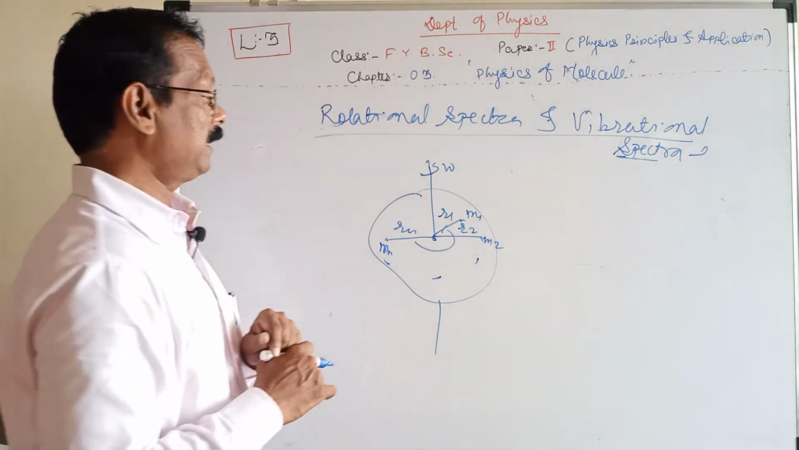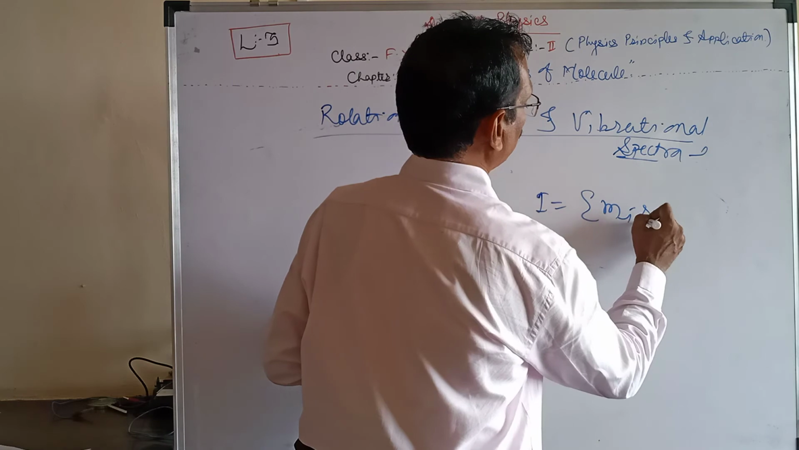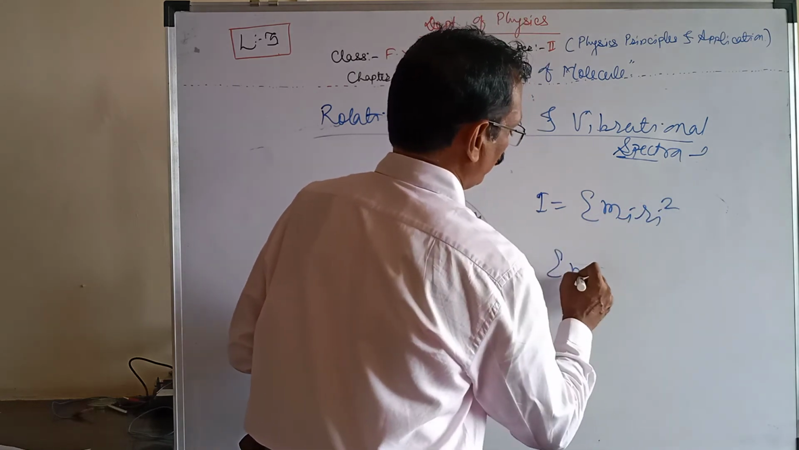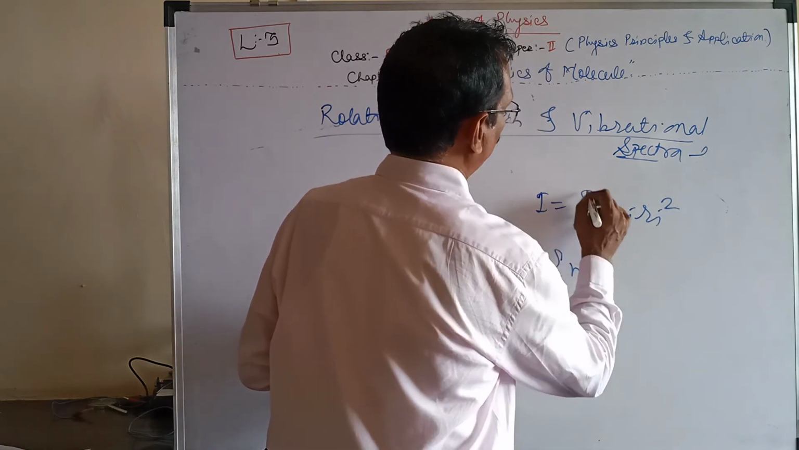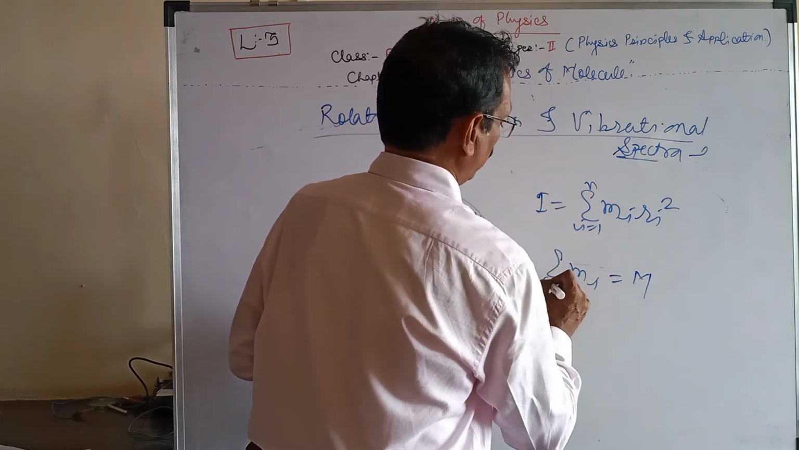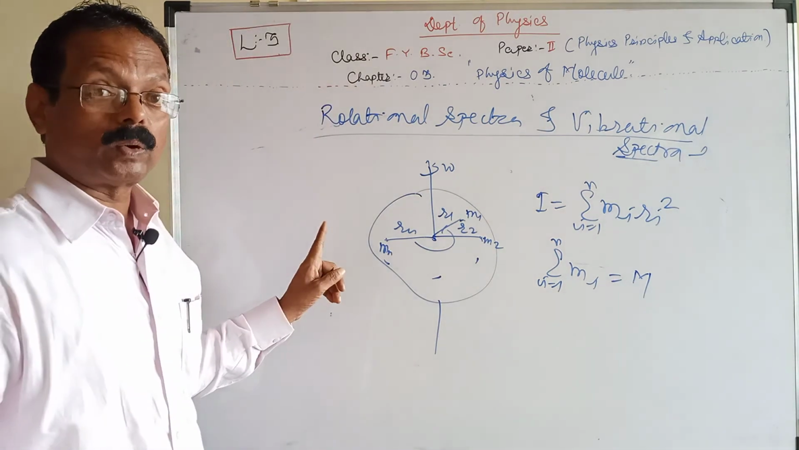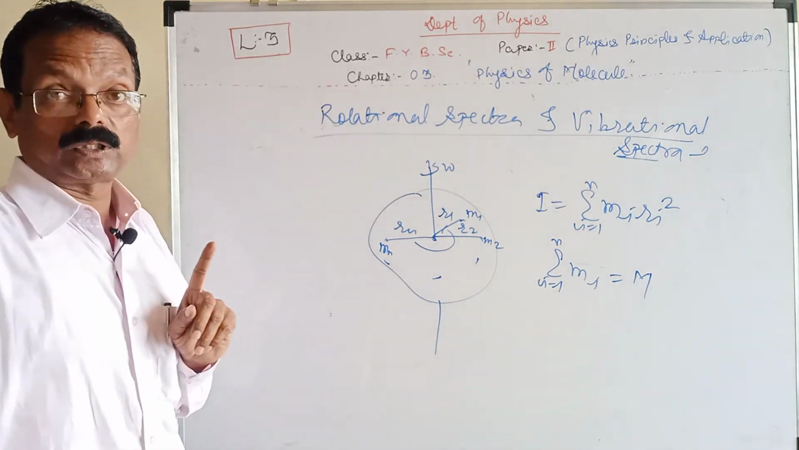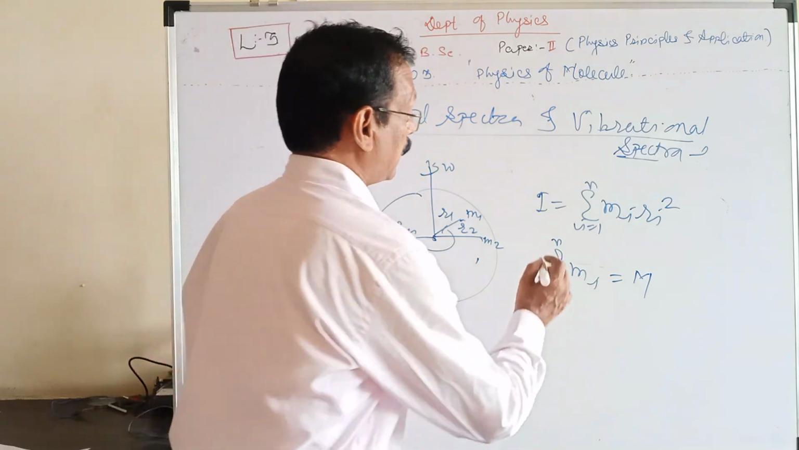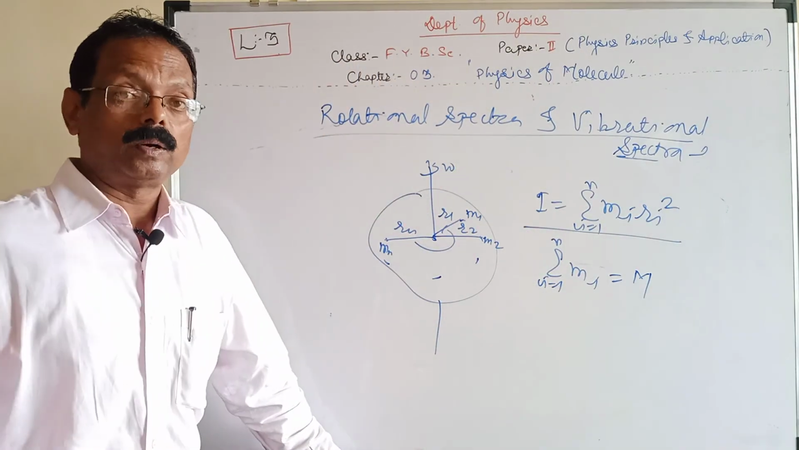So then what is the moment of inertia? Moment of inertia I is equal to the summation of mi ri squared, where i runs from 1 to n, and the summation of mi is equal to capital M. So in the case of rotational spectra, the moment of inertia I is equal to the summation of mi ri squared. In this case we saw only one body.